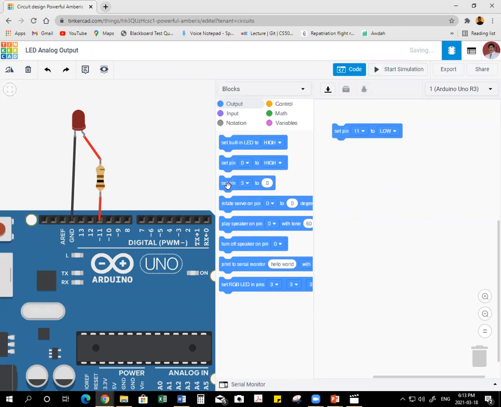So for that we have a set pin block here. Just I will remove this. Just compare this one, what is the difference? Here in the digital block only high and low is there, but here in set pin 3, 5, 6, 9, 10, 11, these are the analog pins. That's why a separate block is there. Here there is an oval box where we can enter a numeric value.